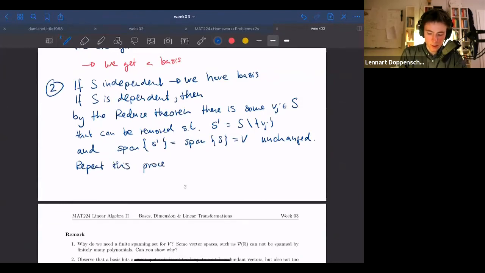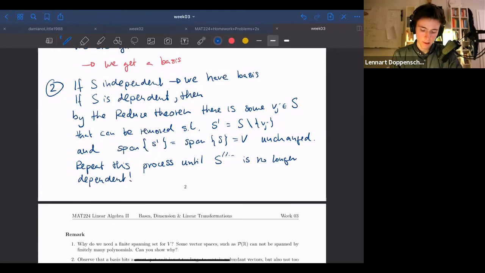Now, similar idea to before, repeat this process until S prime, prime, prime, and so on is no longer dependent. And notice again that this can be repeated if it is dependent. As soon as it is independent, this theorem doesn't apply anymore, but then we don't want it anymore. Then we are already done.